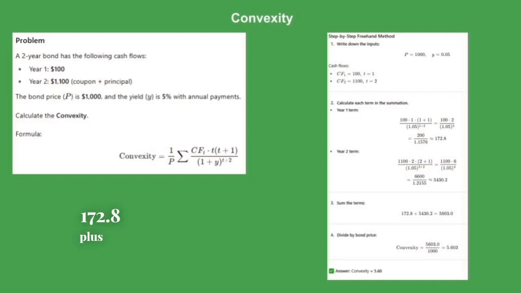Step 3, add the terms together. 172.8 plus 5,430.2 equals 5,603. Step 4, divide by the bond price. 5,603 divided by 1,000 equals 5.603. So the convexity of this bond is about 5.6.